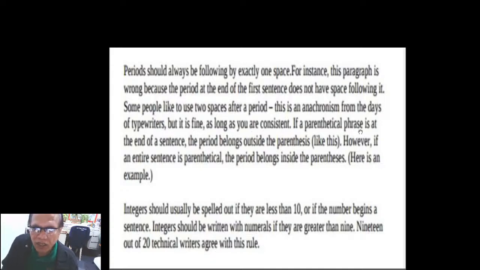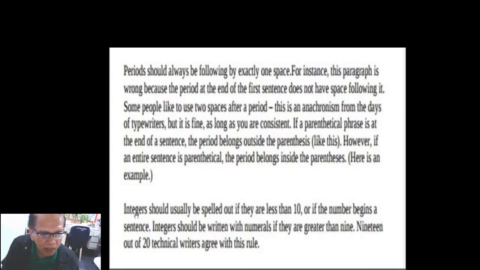If a parenthetical phrase is at the end of a sentence, the period belongs outside the parentheses, like this. No? So ito, tingnan natin. Like this (parentheses). However, if the entire sentence is parenthetical, the period belongs inside the parentheses. (Here is the example.) So, yung period nandun sa loob ng parenthesis.